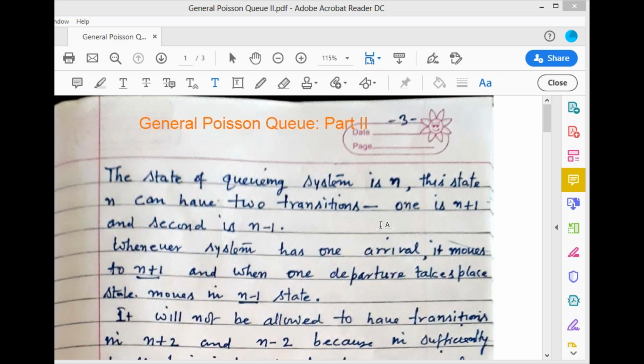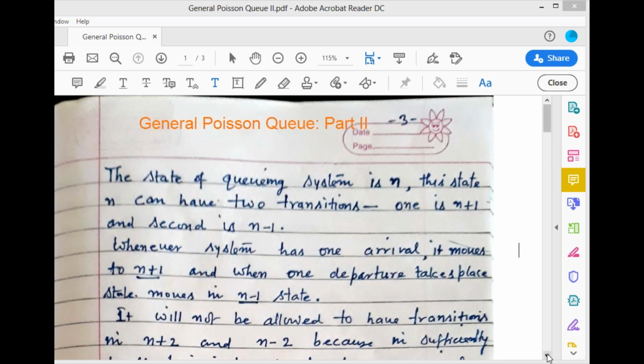So in this way, I am revisiting the previous concept in a hurried manner, that we can move from state n to n minus 1 and n plus 1. Its interpretation I have already given.